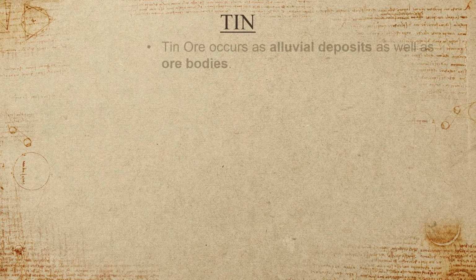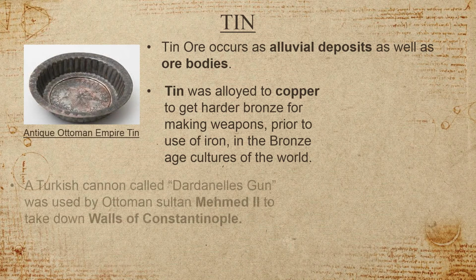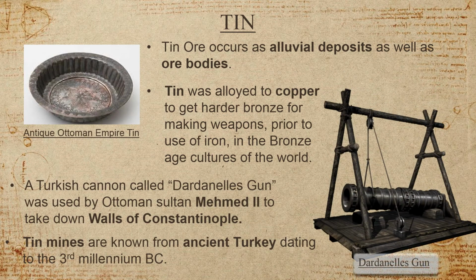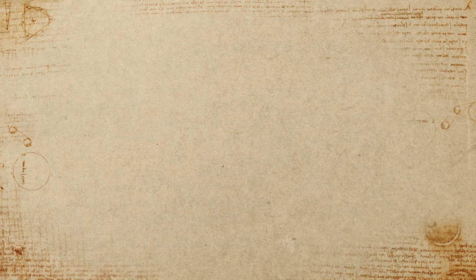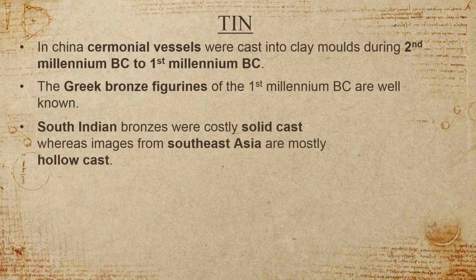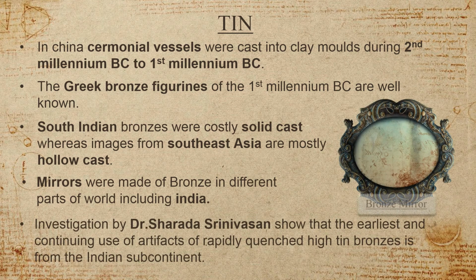The tin ore was alloyed with the copper to get harder bronze for making weapons, prior to the use of iron in the Bronze Age cultures of the world. Tin mines are known from the ancient Turkey dating to the 3rd millennium BC. The Greek bronze figures of the 1st millennium BC are very well known. South Indian bronzes were costly solid cast, whereas images from Southeast Asia are mostly hollow cast.